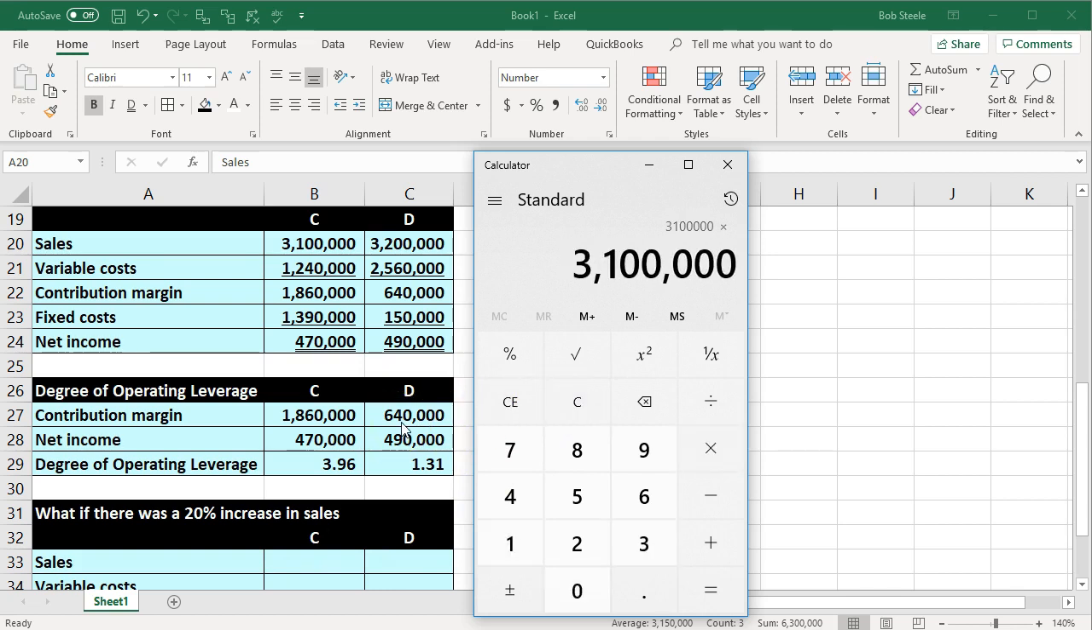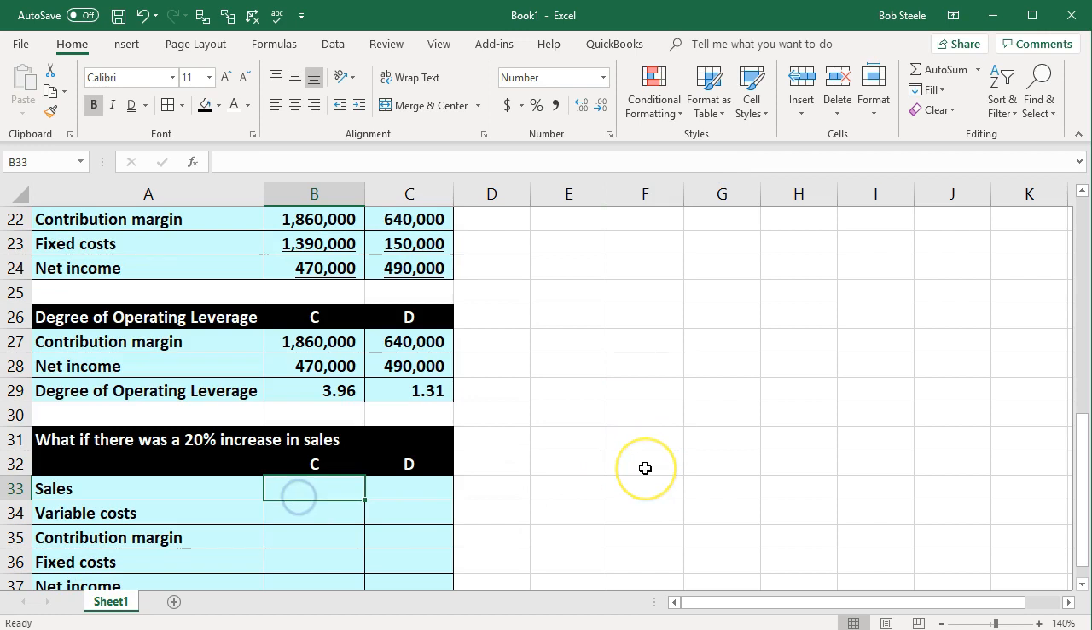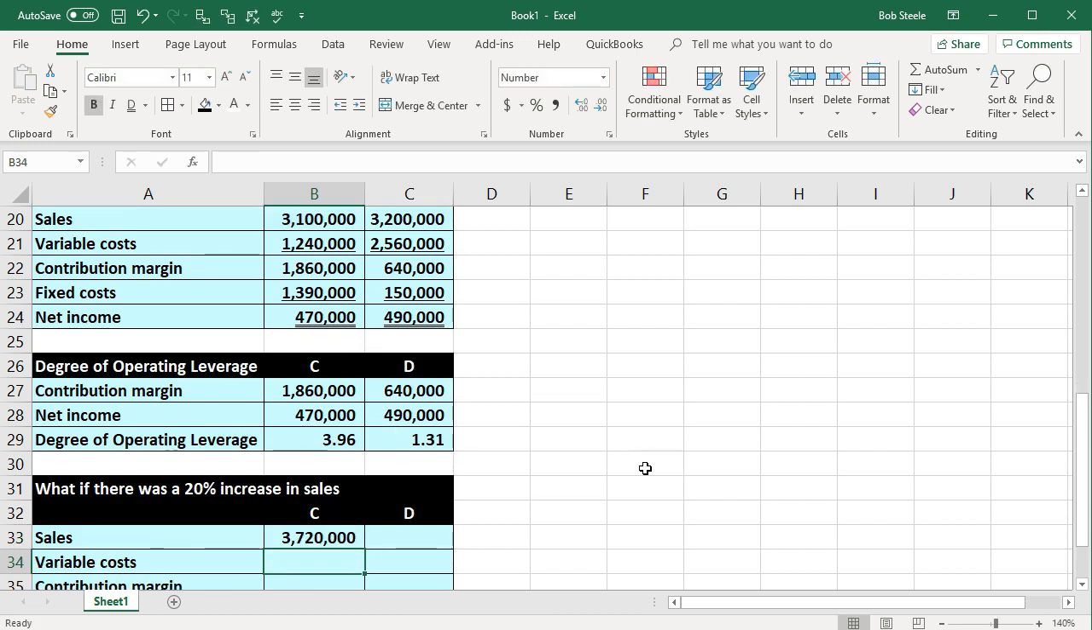Or we could, of course, say 3,100,000 times 1.2, or 120%. And that'll give us that same number. We want the second calculation. It's faster, it's easier. We like the faster and easier method. So in our formula, we say this equals sales times 1.2, 120%, 100 plus 20%. So there it is.